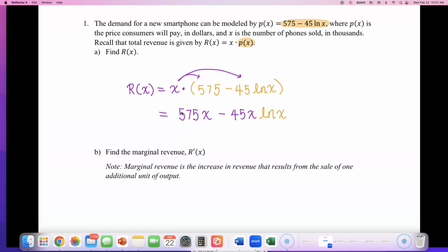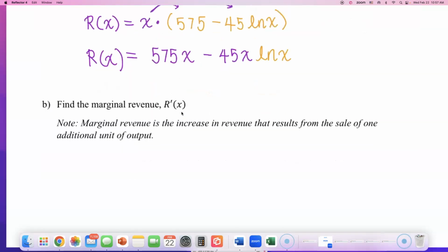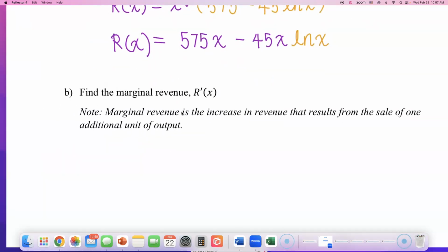So we found the R of x. So we have two terms, right? What is the derivative of 575x? So we do one thing at a time, right? That will be 575. Now, the second part though, we're looking at 45x times natural log of x.